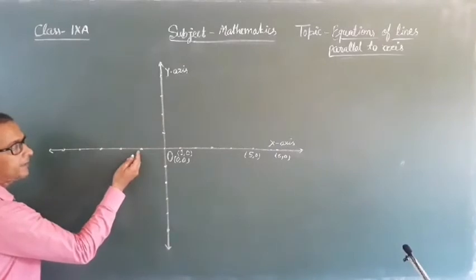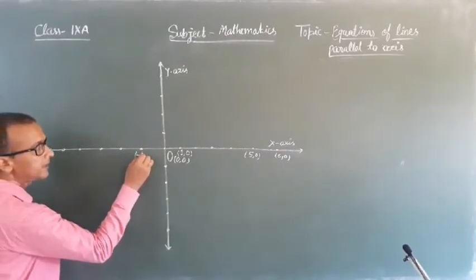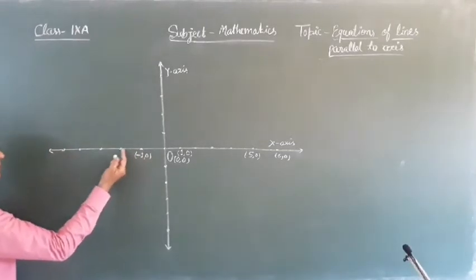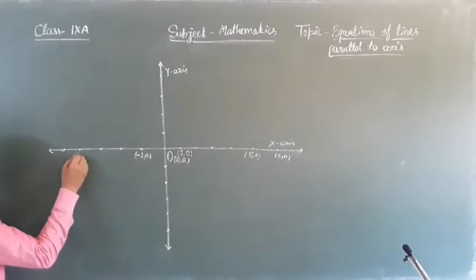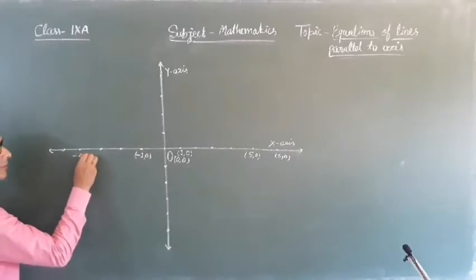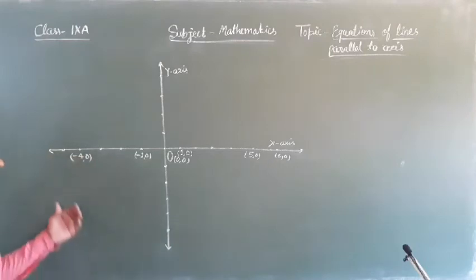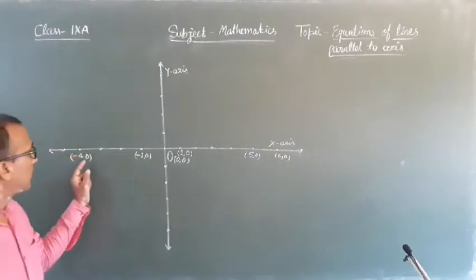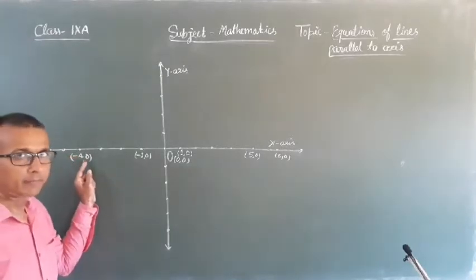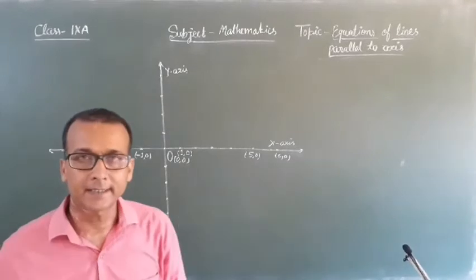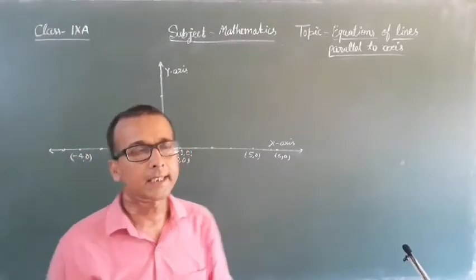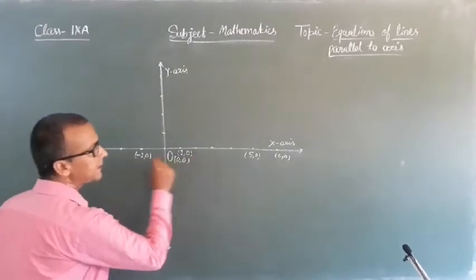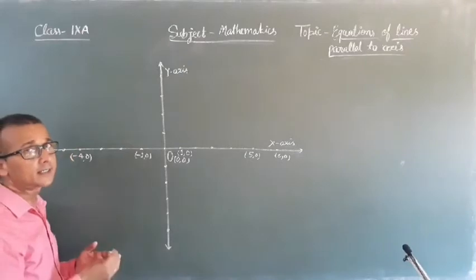What will be the coordinate of this point? This is (-1, 0). What will be the coordinate of this point? -1, -2, -3, -4, and it is (-4, 0). Students, here you can say the ordinate, meaning the value of y, is 0. On each and every point of the x-axis, the value of y is 0.